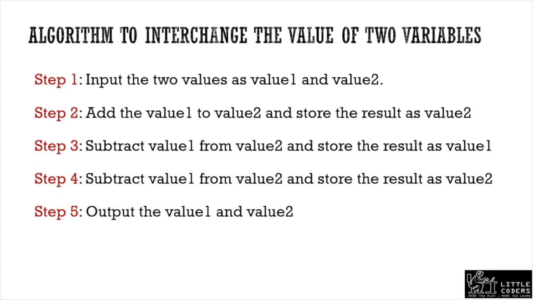So you subtract this value from value 2 and store the result as value 1. So if you pull that value, then the remaining value will be the result as value 2. Now you output the value 1 and value 2.